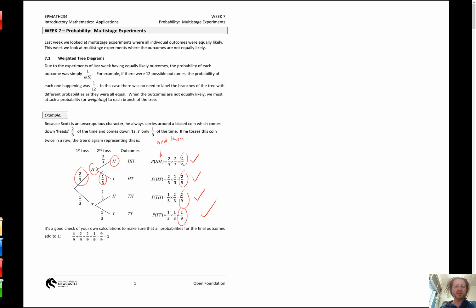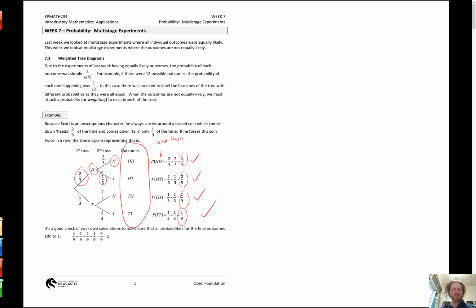We should do a check as well, check our own calculations to make sure this is a list of all things that could possibly happen. Here are the outcomes, otherwise known as the sample space. I could get head head, head tail, tail head, or tail tail. And the probability of all of them happening must add up to 1. 4/9 and 2/9 are 6/9, then 7, 8/9, we'll add 2 more. Plus 1/9 is 9/9. That's 1. Perfect.